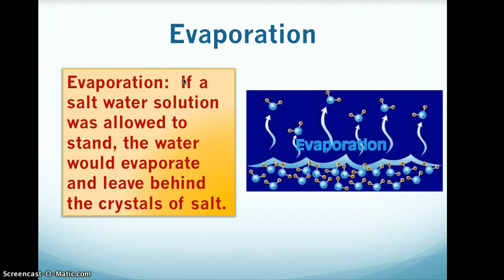Okay, the next way we can separate out components of a mixture is through evaporation. A good example of that is salt water. You allow the water to stand, and the water will eventually evaporate and leave behind the crystals of salt. So evaporation is a really good method to use when you know you have one substance that's dissolved in another substance, such as water. Water characteristically will evaporate spontaneously, even at room temperature. So if we let that happen, we'll get the solid components of the mixture left behind.